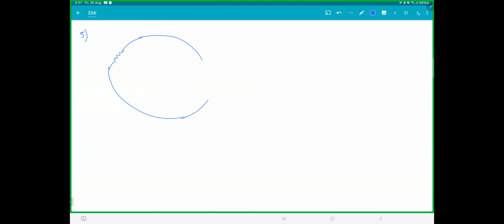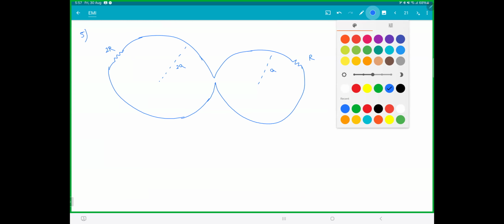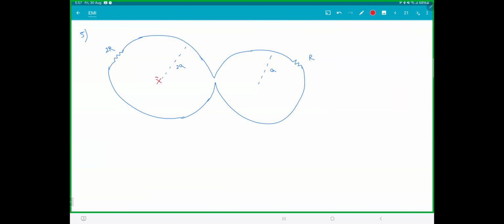We have a coil here. You can treat it as almost a circular coil. A small space is there. This radius is 2a. This radius is a. This resistance is r, and this resistance is 2r. The magnetic field in the region is B naught t, and the magnetic field in the region is B naught t.